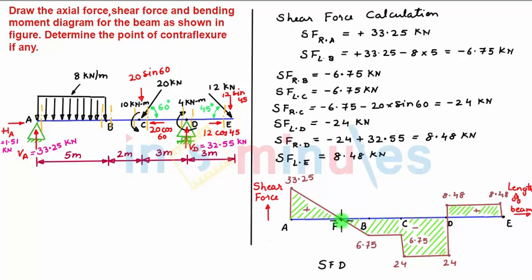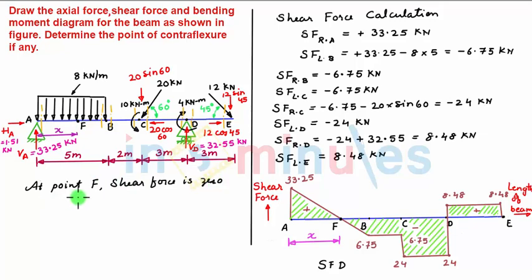Now since at this point we need to calculate the bending moment, we need to know the location of point F within the span AB. So let x be the distance of point F from the left hand hinge support A. Now let us plot the point F on the load diagram. So at point F, our shear force is 0. Now writing it in expression form, I can write shear force at F is equal to 0.